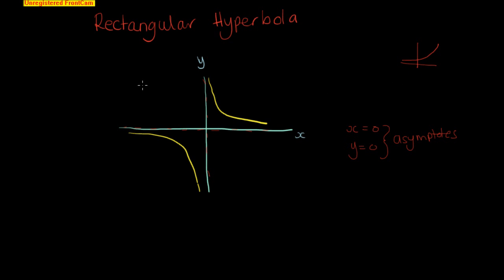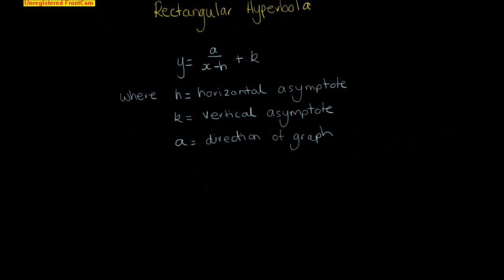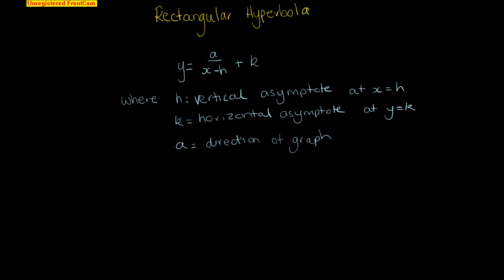Now if you've seen the PowerPoint, you've seen the standard equation for a hyperbola, so I've got that here. The standard equation for a hyperbola is y equals a over x minus h, plus k. Here h will give you the vertical asymptote, and its equation will be x equals whatever the value of h is. And k is the horizontal asymptote, and that'll be at y equals whatever k is.